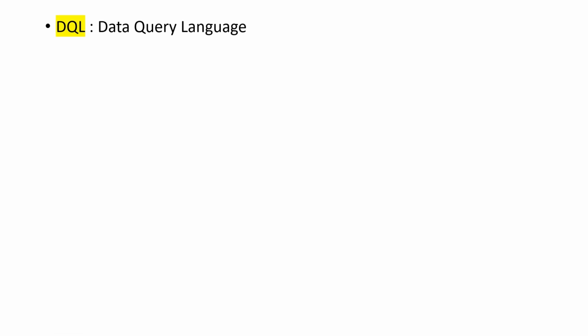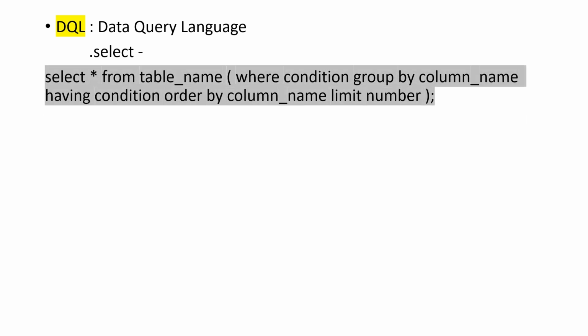Now let's see about data query language. In data query language, we have only one command, select. The basic syntax of select is select star from table name. Here we can see parameters. Within the parameters is optional. So we can give where followed by condition, or group by followed by column name, or having followed by condition, or order by followed by column name, or limit followed by number. These are all optional. So based on the user requirement, we're going to use these. So we can discuss it in next sessions.